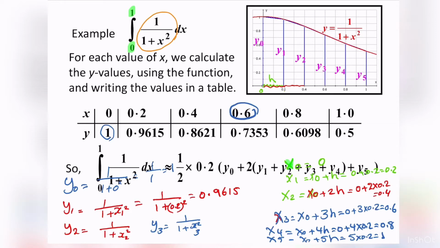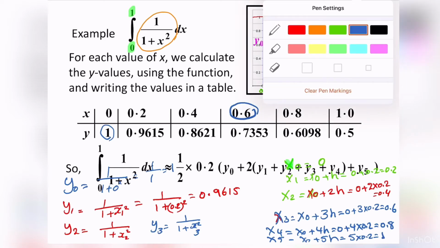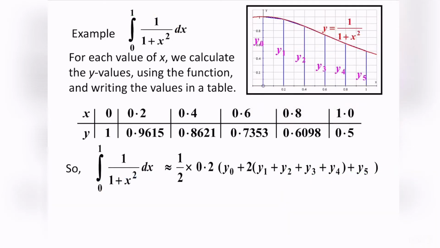Right, let me clear the screen. Clear pen marking. Yes, right. So therefore, the integral from 0 to 1 of 1 over 1 plus x squared dx is approximately, because this is not the exact area, it's very close maybe, but it's not the exact area.